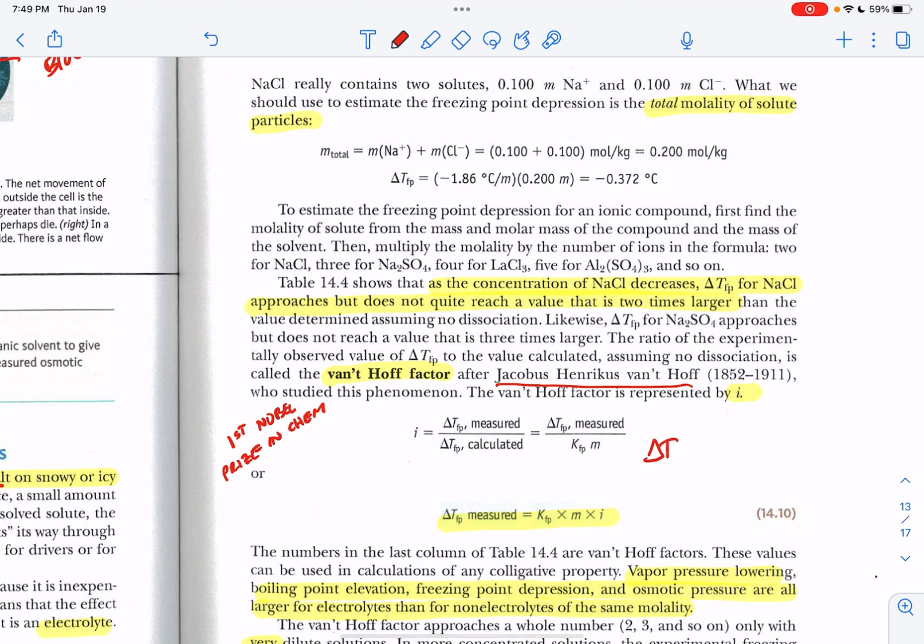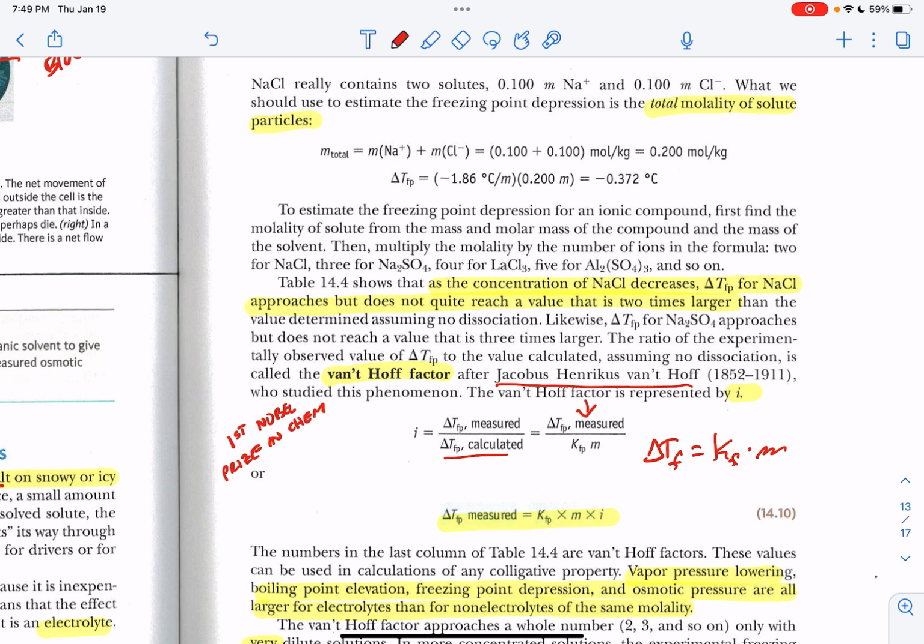change in freezing point, to use the freezing point as an example, is simply going to be the freezing point constant times the molality. And you can find your delta T. That's your calculated value. But then if you actually did the experiment and measured the change in the freezing point, that number turns out to be greater than the calculated value.